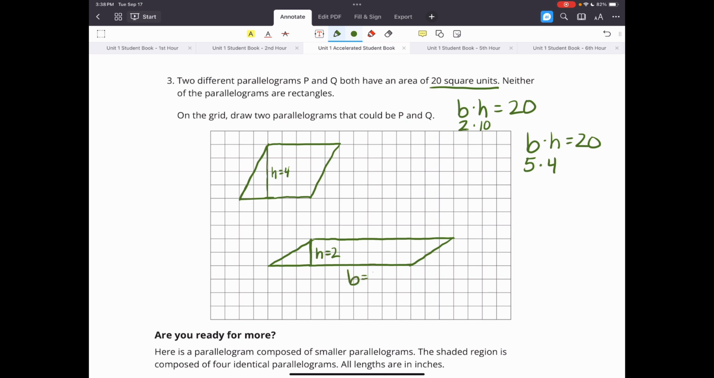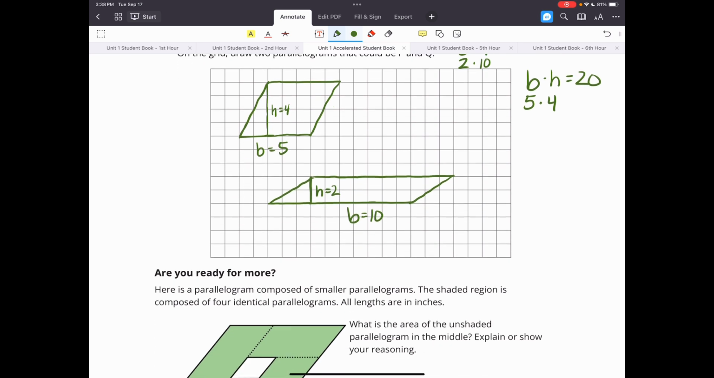So here's my base of 10. On this one, it had a base of 5. And those are 2 parallelograms that will both have the same area of 20 square units because it's 10 times 2 and then 4 times 5. There are other ways to do this as well.